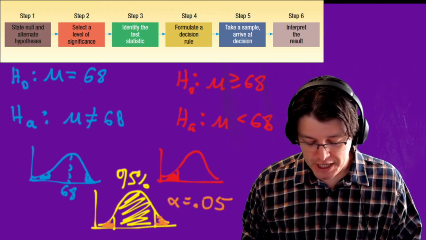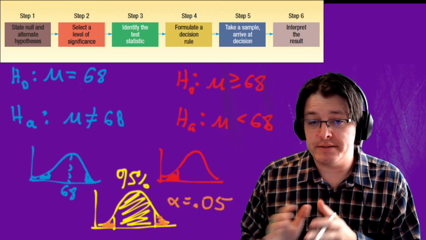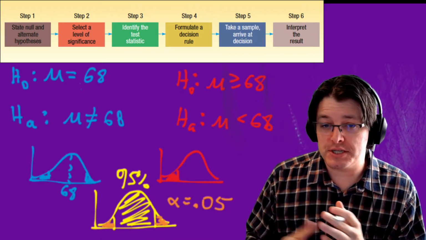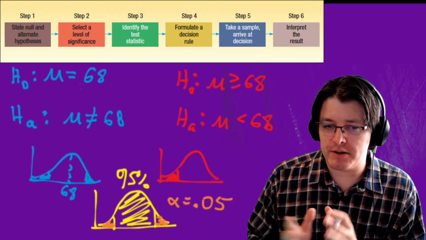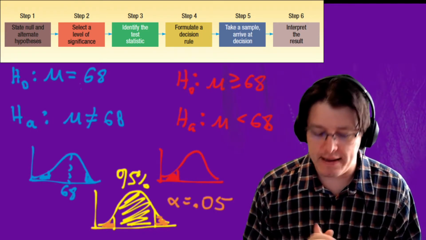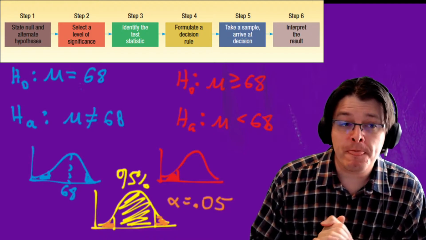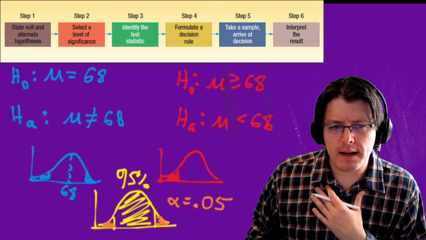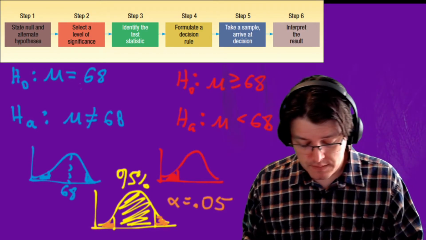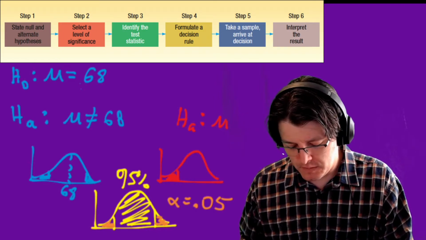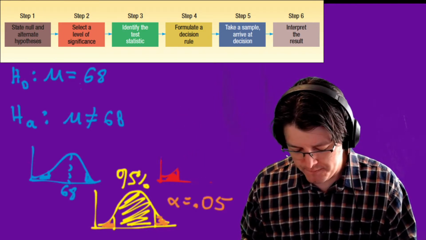Now, of course, this changes slightly when we go to a one-tailed test. It's going to change a little bit, but we'll again have experience working with one-tailed tests. I'm going to erase my one-tailed example just so we can focus in here.